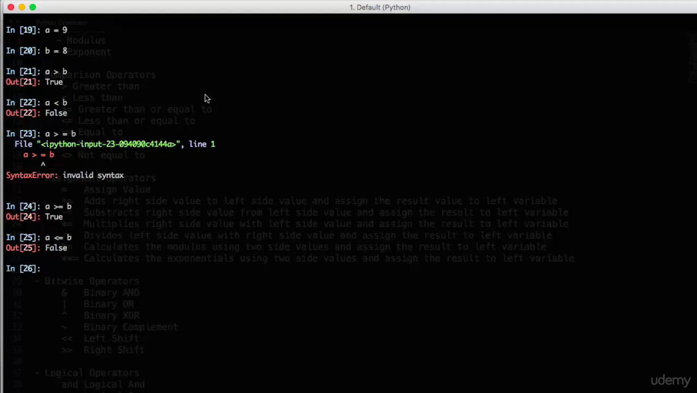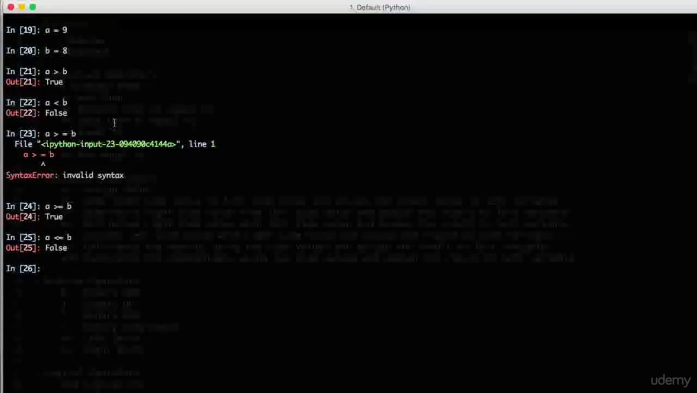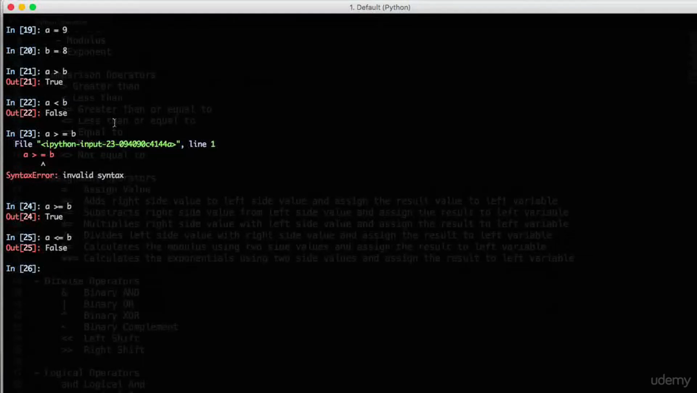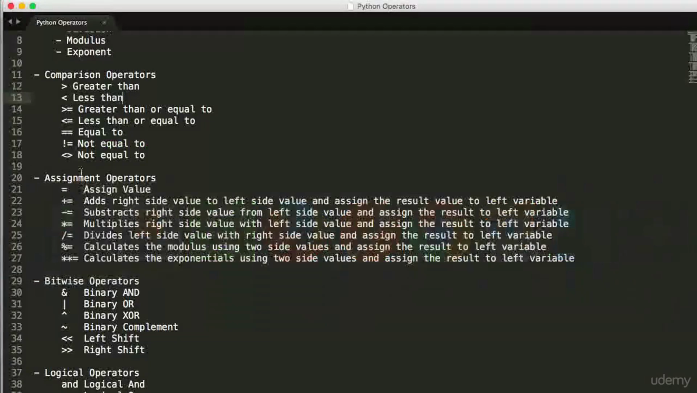And what was the remaining one? Equal to. Whether 9 is equal to 8, was that true? Let's check it out. Please observe here. If we use a single equal to, it indicates that we are assigning a value to a variable A. But if we use double equal to, it means that we are checking the value of both variables here. Okay, and next, not equal to.